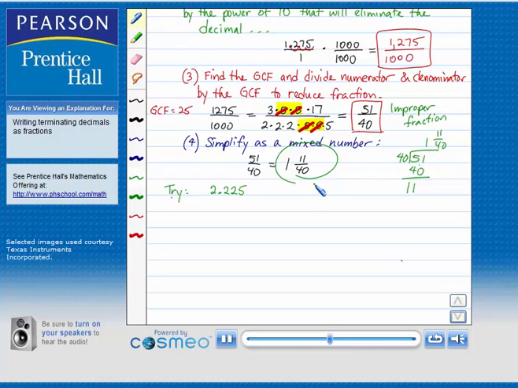Simple enough? Well, maybe you need practice. Why don't you go ahead and try the example. Let's call this number 2. So 2.225, follow the steps that I laid out for you, and when you think you have the answer and simplified to a mixed number, then go ahead and hit continue, and I'll check the results with you.